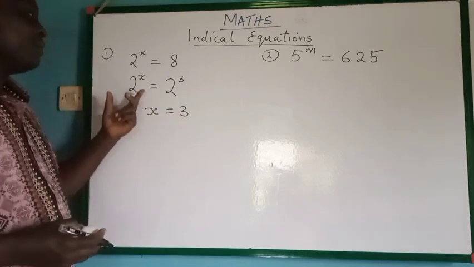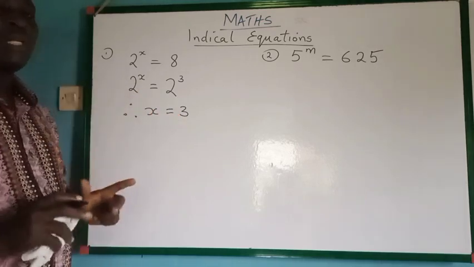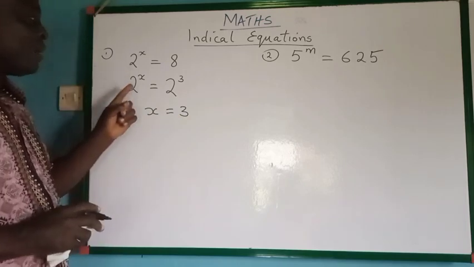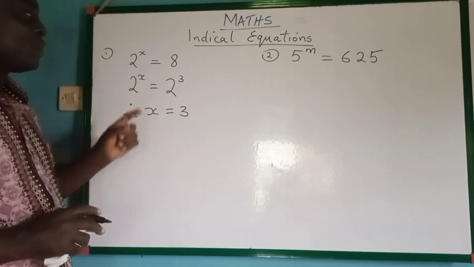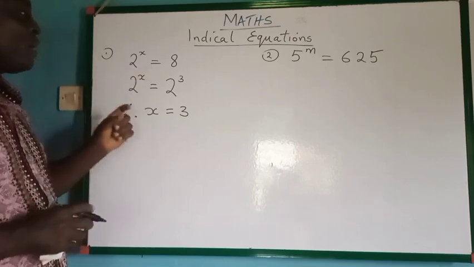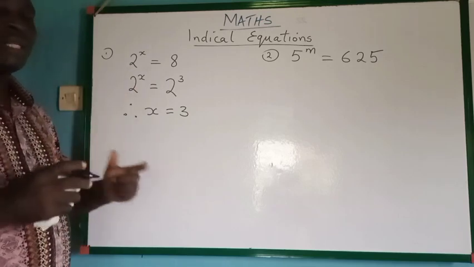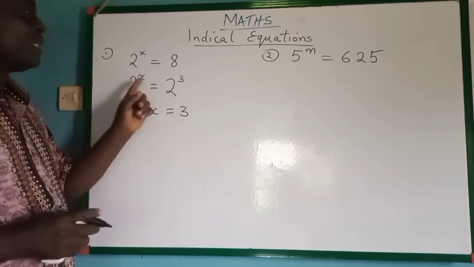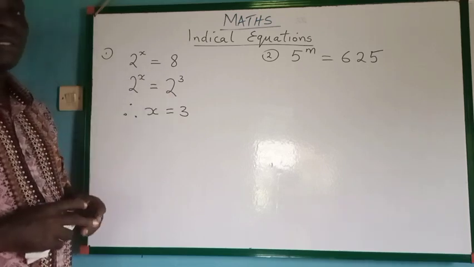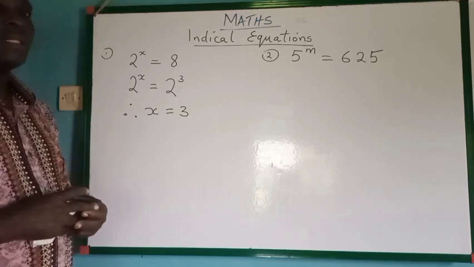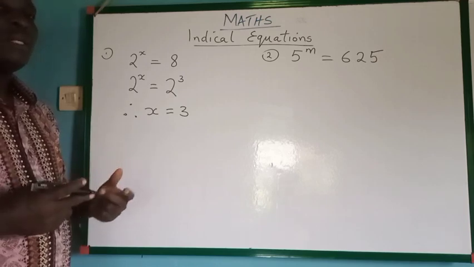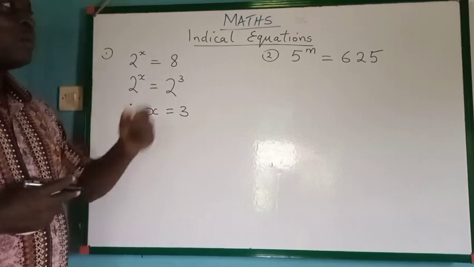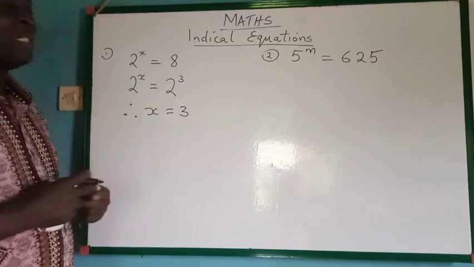So we can see that this is a very simple indicial equation that we can solve without stress. Like what I said, when you are given an indicial equation, what you do is to find a way of expressing both the right hand side and the left hand side to have the same foundation number. And once they have the same foundation number, then you can equate their powers or their indices. Next time, we are going to also solve more questions. But before we do that, we are going to solve a second question in this video.